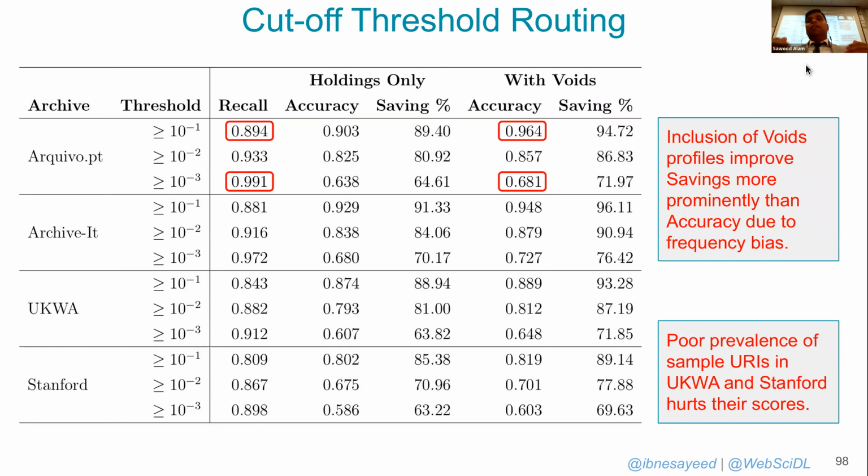So that was the baseline style. How about cutoff-based threshold routing? Here, we found that we can have a recall of 89% with accuracy 96%, or pump up the recall to 99%, but the accuracy will go down to 68%. So there is an inherent trade-off there. We also noticed that inclusion of wide profiles improves savings, like request savings, more than the accuracy. Accuracy increases, but the savings increase even more. And the reason is because wide profiles are all about more frequently accessed URLs.